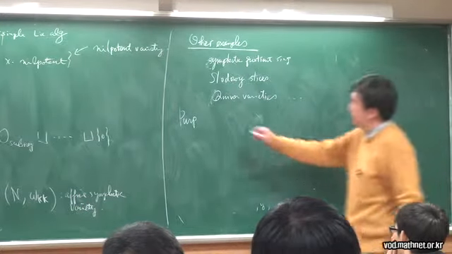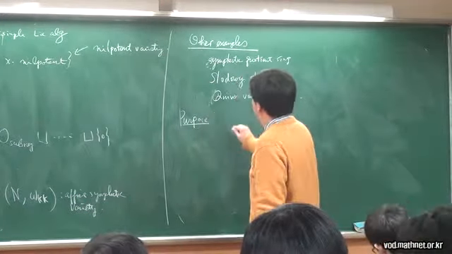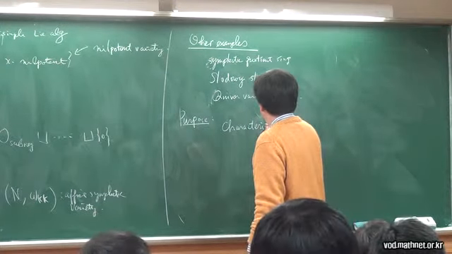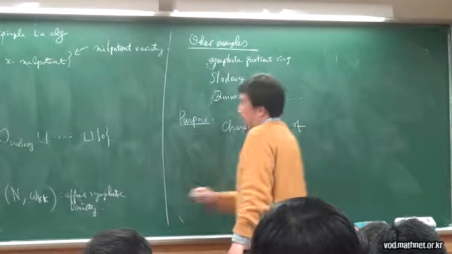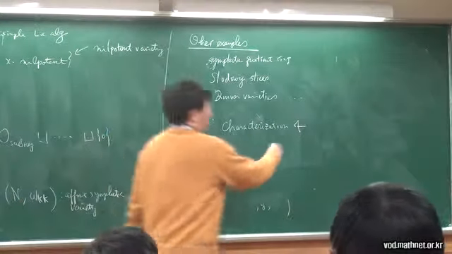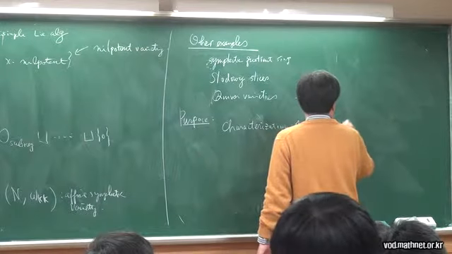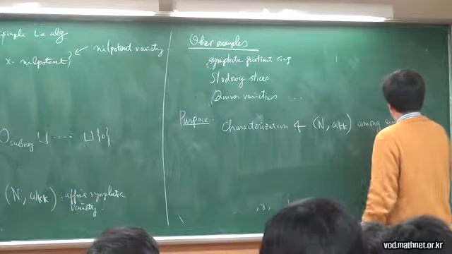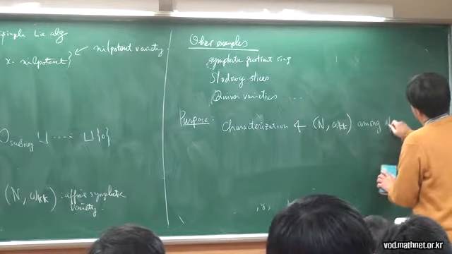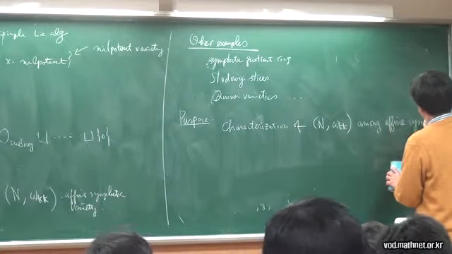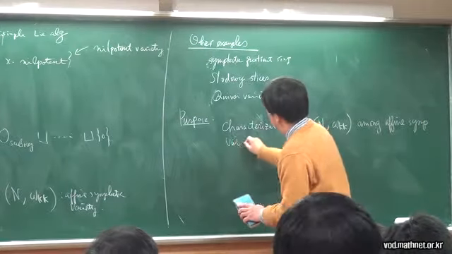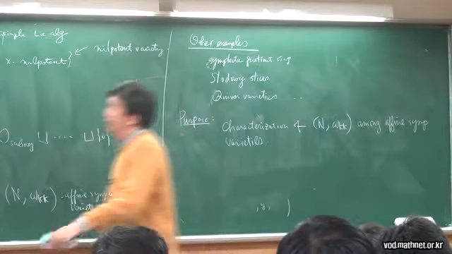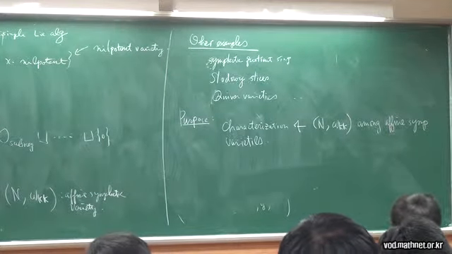Of course, the purpose is to give a characterization of such a nilpotent variety with constant Killing two-form among affine symplectic varieties. This is the purpose of this lecture. So the main result is this.